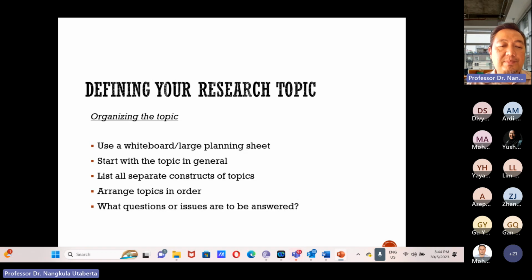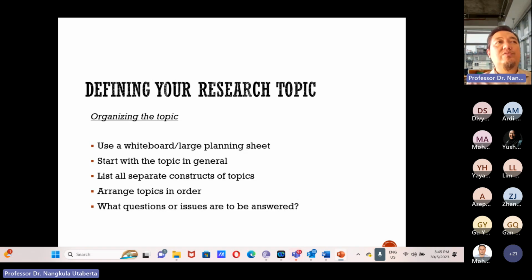Planning the topic in general, separating construct topics, arranging topics in order. This is an exercise that we are doing. I think in the future, when we have this lecture series, we need to have this kind of workshop rather than just one-way lectures like this. Maybe in the future, when I visit some places, like I've done before in some universities in Indonesia, in Japan, in China, sorry, in Taiwan before.